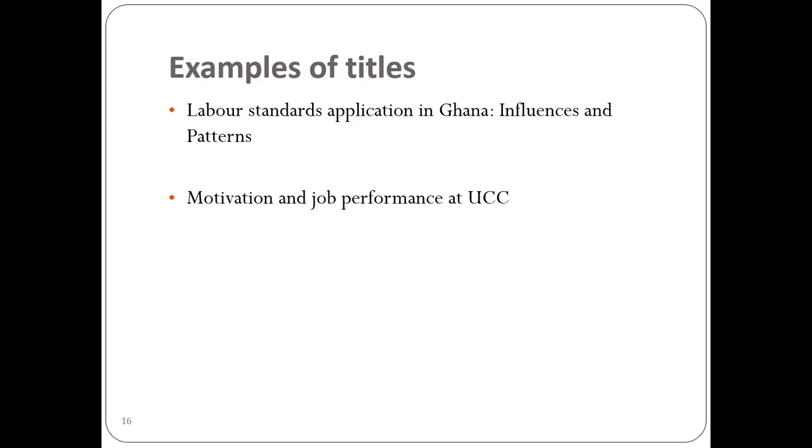So when you just say, instead of just saying job performance at UCC, it's very broad. But he's looking at two things, motivation and job performance. So he has narrowed the scope for us to know he's looking at motivation and job performance. And that is why we call it a research topic. And you see, they are not lengthy. As I've mentioned earlier, a research topic should not be more than 15 words.